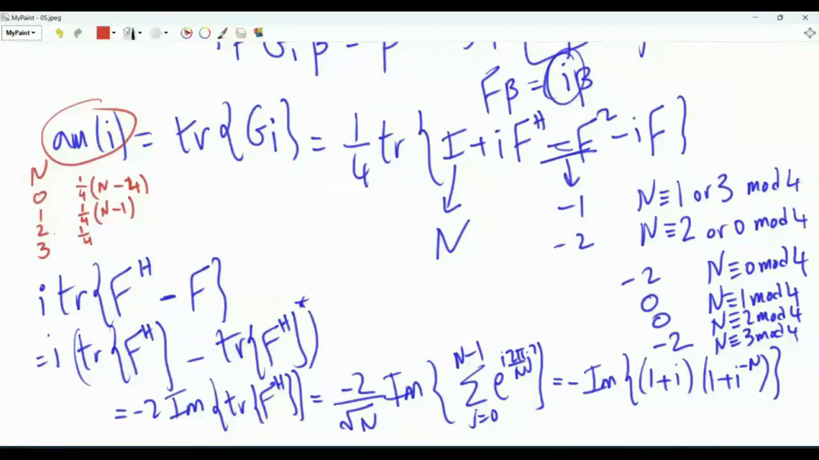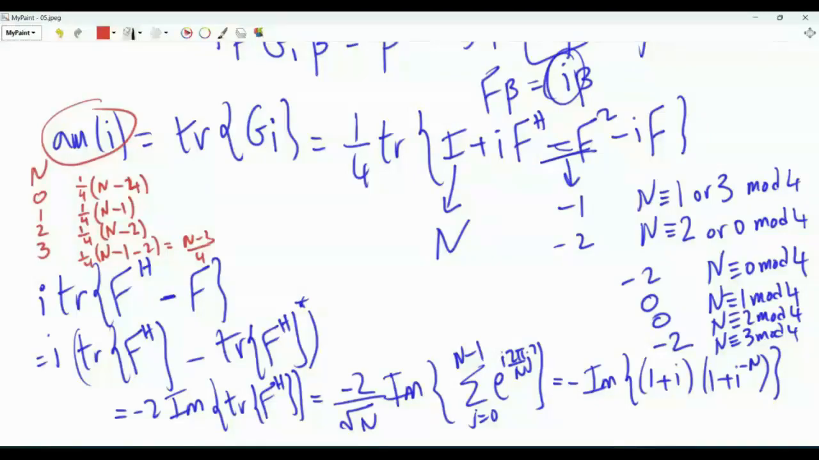If N is congruent to 2 modulo 4, we have our N. Then we have -2, and we have a 0 here. That's it. Finally, if N is congruent to 3 modulo 4, then we have 1/4. We have N. Now 3 is odd, so we take this -1. And we also have this -2. So we get N minus 3 divided by 4.